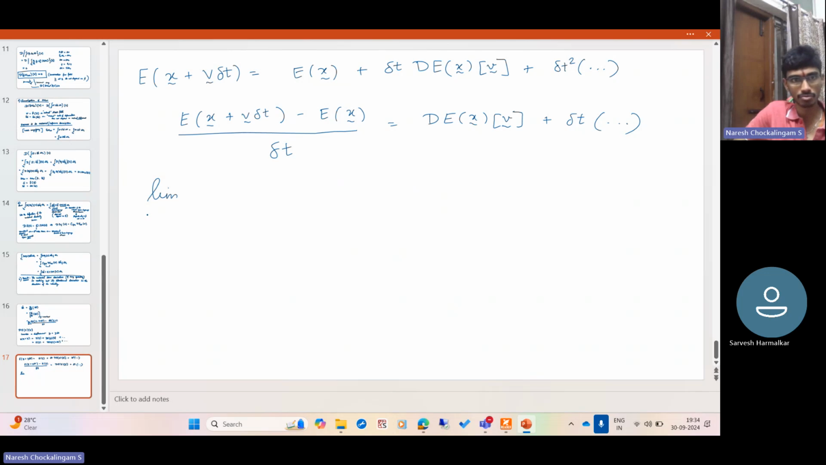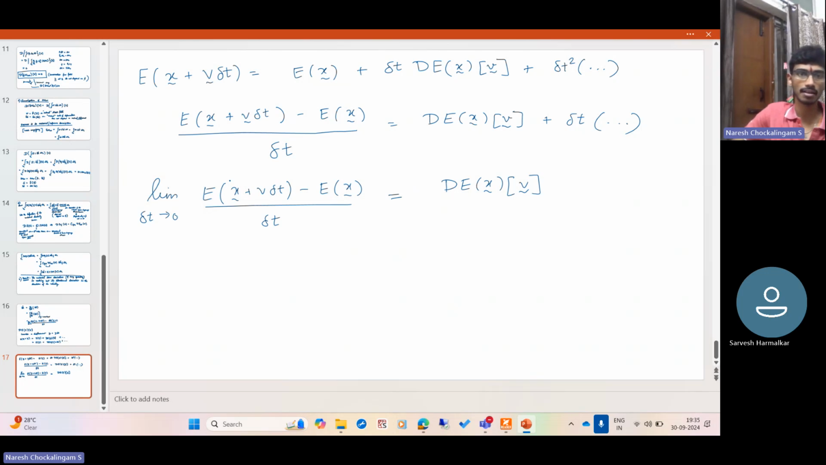As delta t tends to 0, this is E of x plus v delta t minus E of x divided by delta t, and this is dE/dx times v, and these terms vanish. Now look at this, what it is.